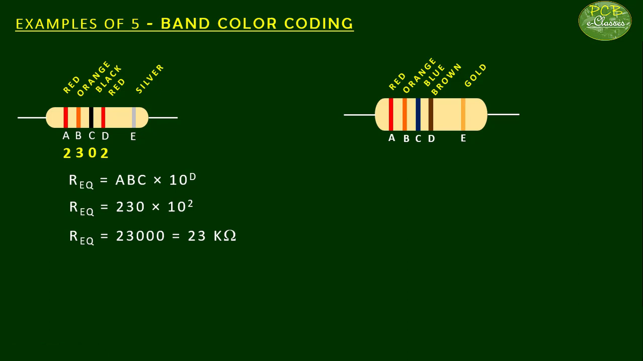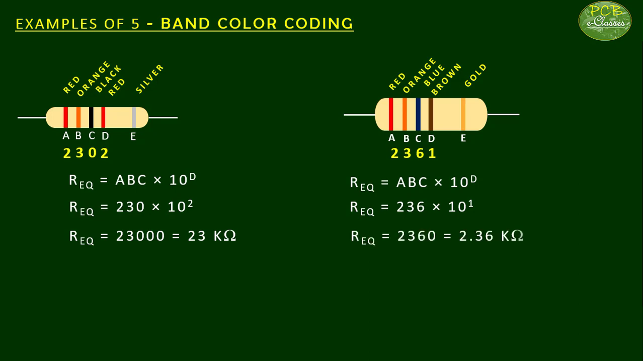See on the right side. On the right side, we have another one. What is the first color? Red. Second one orange. Third one blue. Fourth one brown. Fine. So what will be the color code for the red? It's 2. For orange 3. For blue it is 6. For brown it is 1. So same formula, we'll substitute it. 236 into 10 to the power 1. That means 2360 ohms. If I write it in kilo ohms, it will be 2.36 kilo ohm. This is how we find out the value of a resistor with a 5-band color code.